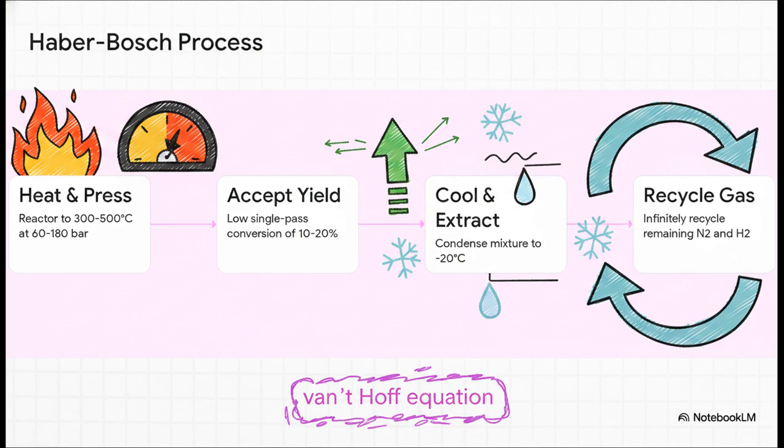Well, you use a clever closed-loop engineering compromise. Engineers heat the reactor way up to between 300 and 500 degrees Celsius under massive pressure. They just accept a brutally low initial yield of maybe 10 to 20%. Then they cool that resulting mixture all the way down to minus 20 degrees Celsius to condense and extract the liquid ammonia, and finally they infinitely recycle the leftover gas back into the system. They are literally feeding billions of people today by outsmarting the Van Hoff equation.